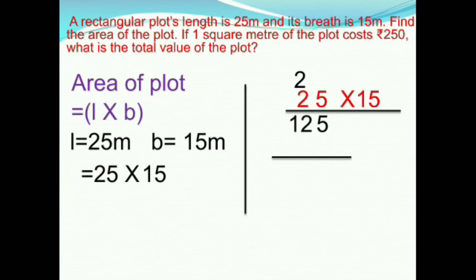Next we should multiply 1 and 5. 1 5s are 5. Write 5 below the 2. Next we should multiply 1 and 2. 1 2s are 2. Now we should add these. First we have only 5. So we should write 5. Next we should add 2 and 5. 2 plus 5, 7. Next we should add 1 and 2. 1 plus 2, 3. Therefore, area of this rectangular float is 375 square centimeter.